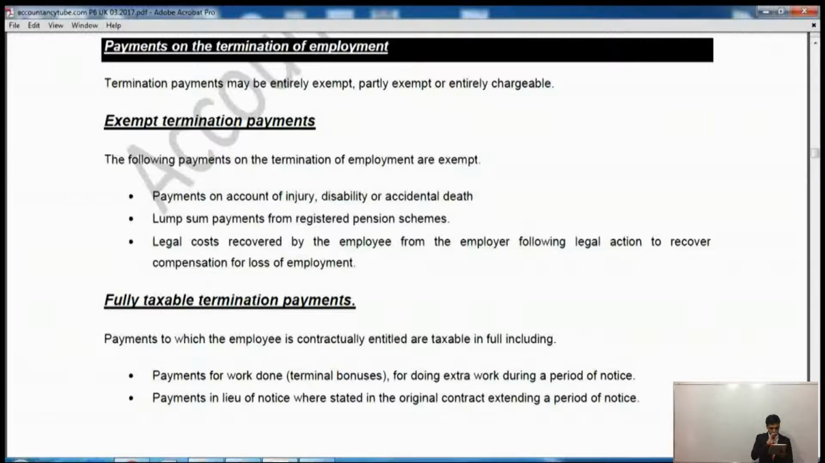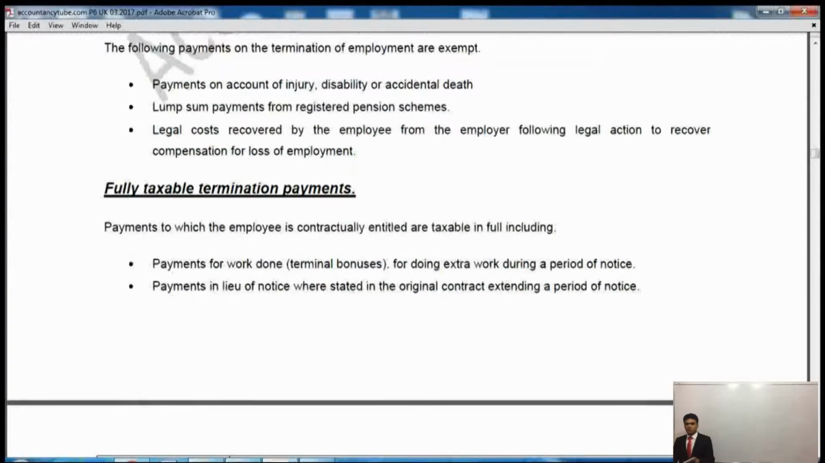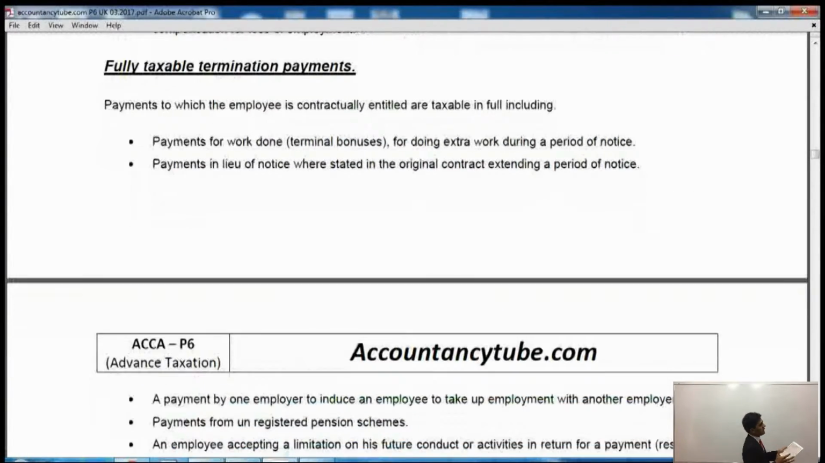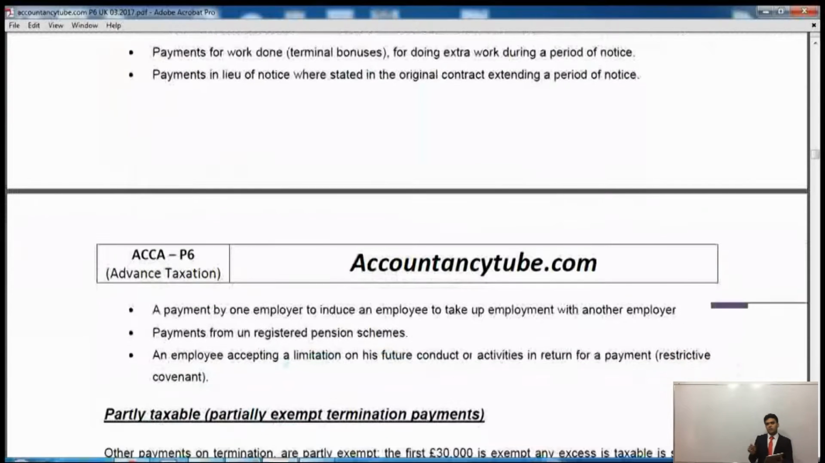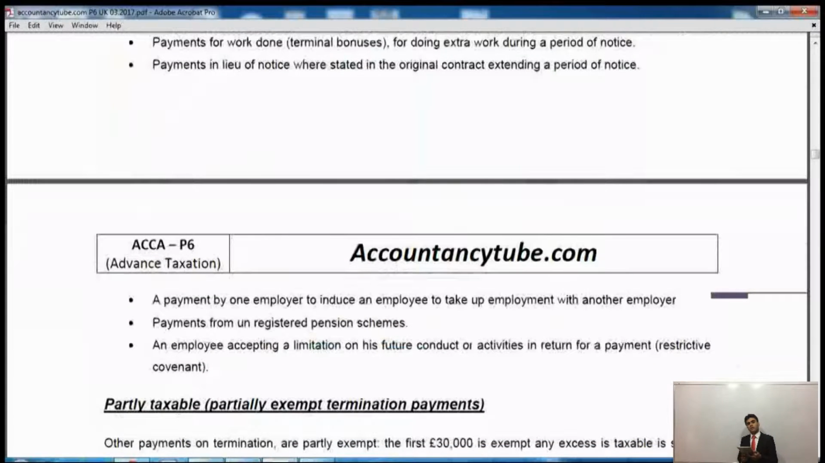The second one is fully taxable termination payments. These are fully taxable, no exemption at all. The payments to which the employee is contractually entitled are taxable. When the contract is made and the employment has started, everything is written in it. Whatever is part of the contract, whatever payment is part of the contract, will be taxable, just like the salary and the benefits.